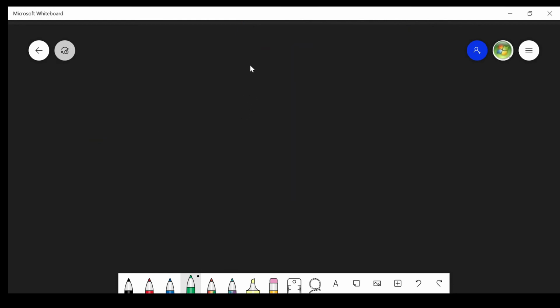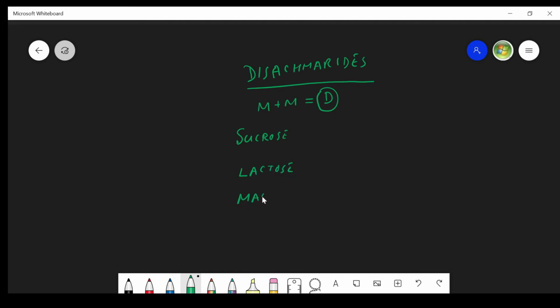Now let's talk about disaccharides. Disaccharides are made up of two monosaccharides. So two monosaccharides together form a disaccharide. Now what are the examples of disaccharide? Sucrose, then we have lactose, then we have maltose.